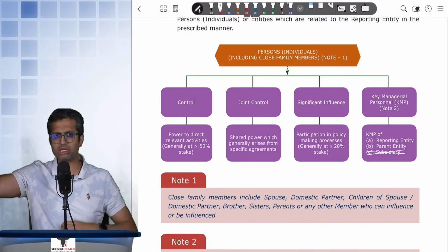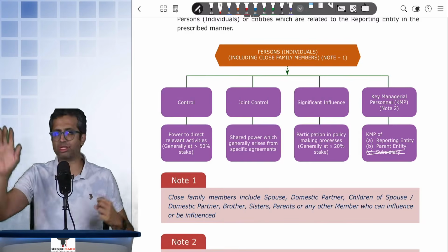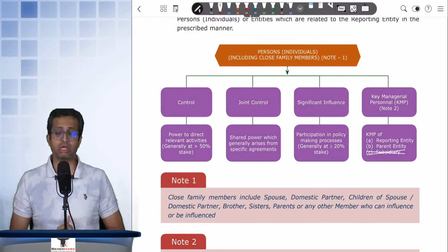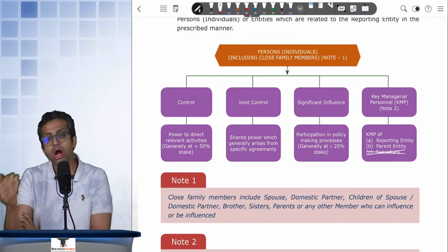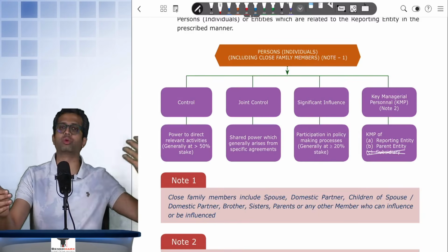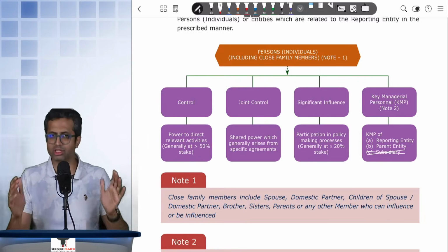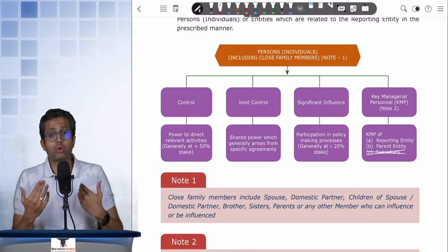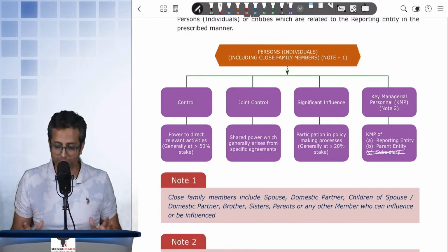Further, your parents, your brothers, sisters, and these are real brothers, sisters, your siblings, not your cousins, are treated as related parties. So basically, if I look at maybe a CEO, the CEO is a related party, he's a key managerial personnel, but the CEO's spouse or children or parents or brothers, sisters will also be taken as related parties over here.